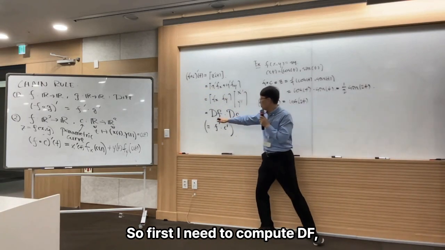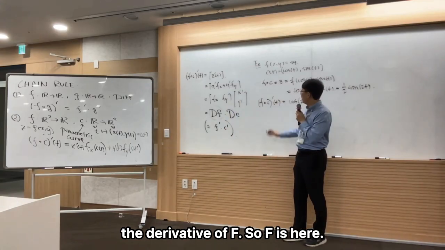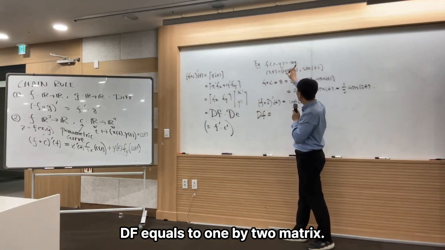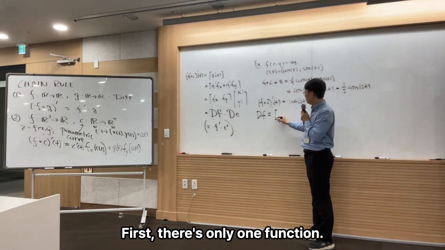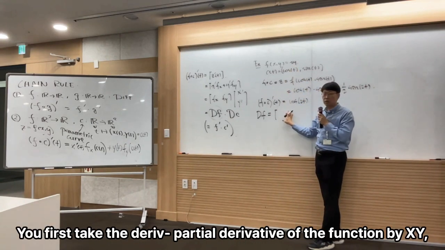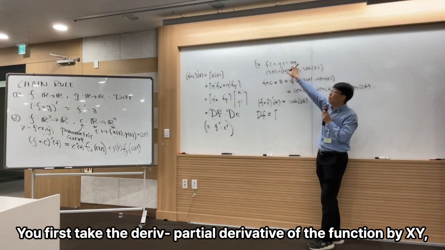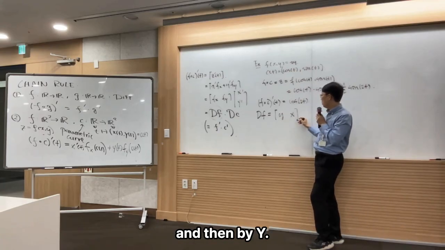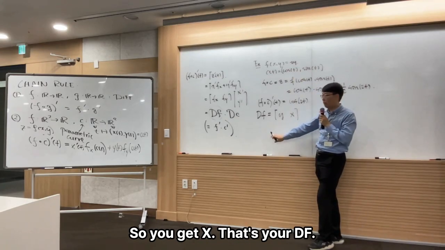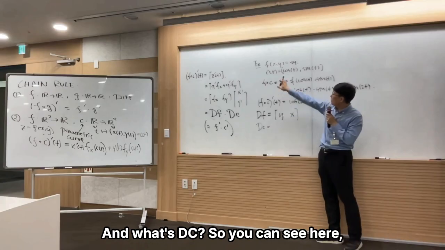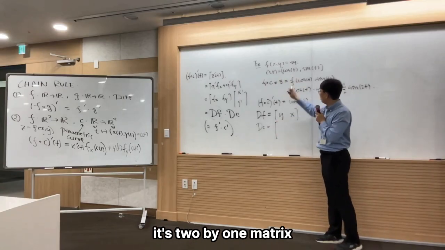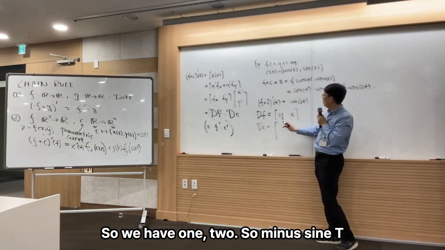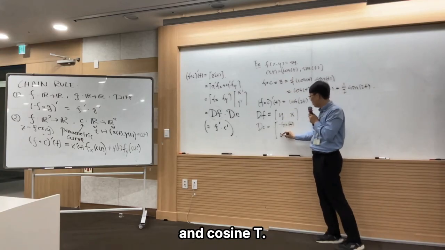Now let's compute the right-hand side. First I need to compute df, the derivative of f. So f is here. What's the derivative? df equals a 1-by-2 matrix. There's only one function, so you take the partial derivative of the function by x, and then by y. So that's your df. And what's dc? You get c here, it's a 2-by-1 matrix. Take the derivative of the first and second coordinate functions. So we have minus sine t and cosine t.